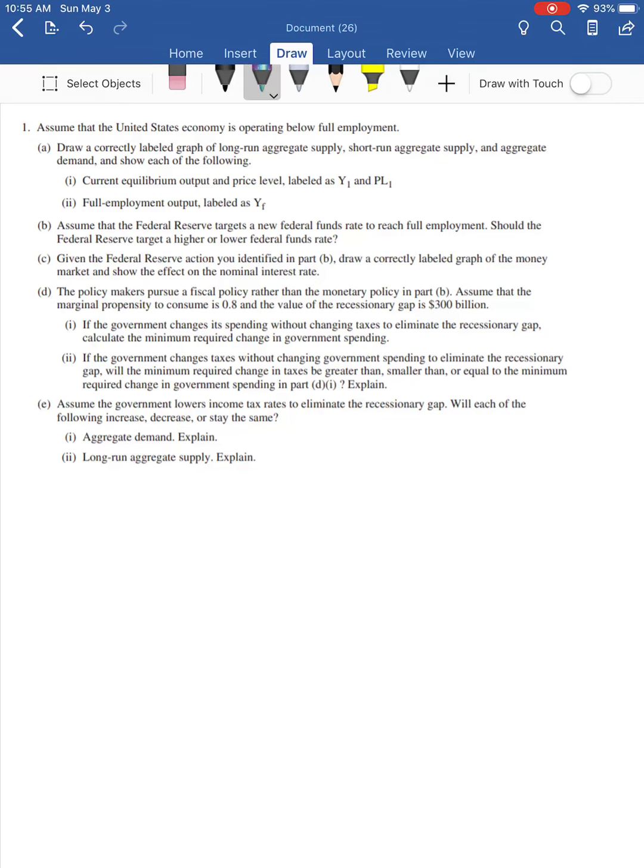Okay, this is the 2015 FRQ number 1. And the situation they give us is, assume the United States economy is operating below full employment, and then we need to draw the aggregate demand, aggregate supply graph. So we'll start off with that.